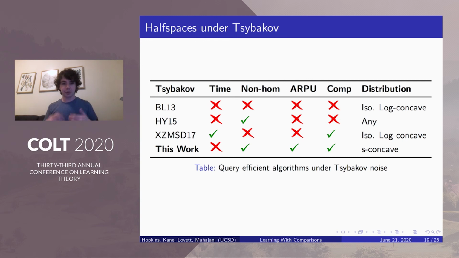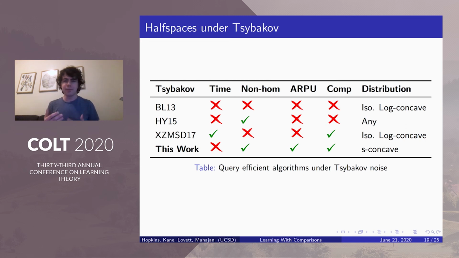So what's the relation to prior work? Well, in 2015, Hanneke and Yang proved this distribution-independent method for learning general half spaces, non-homogeneous half spaces, but it wasn't reliable and it wasn't time efficient. A few years later, there was a group that proved that if you actually added in comparison queries, you could get time efficiency for homogeneous half spaces.